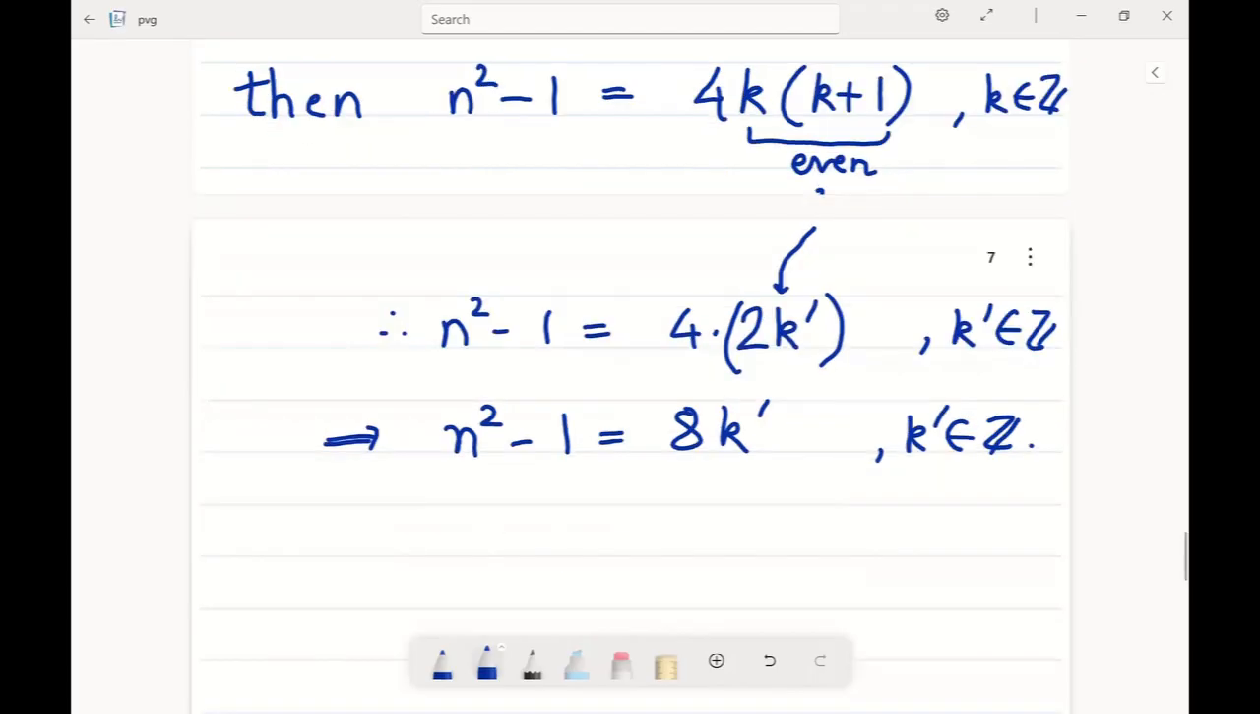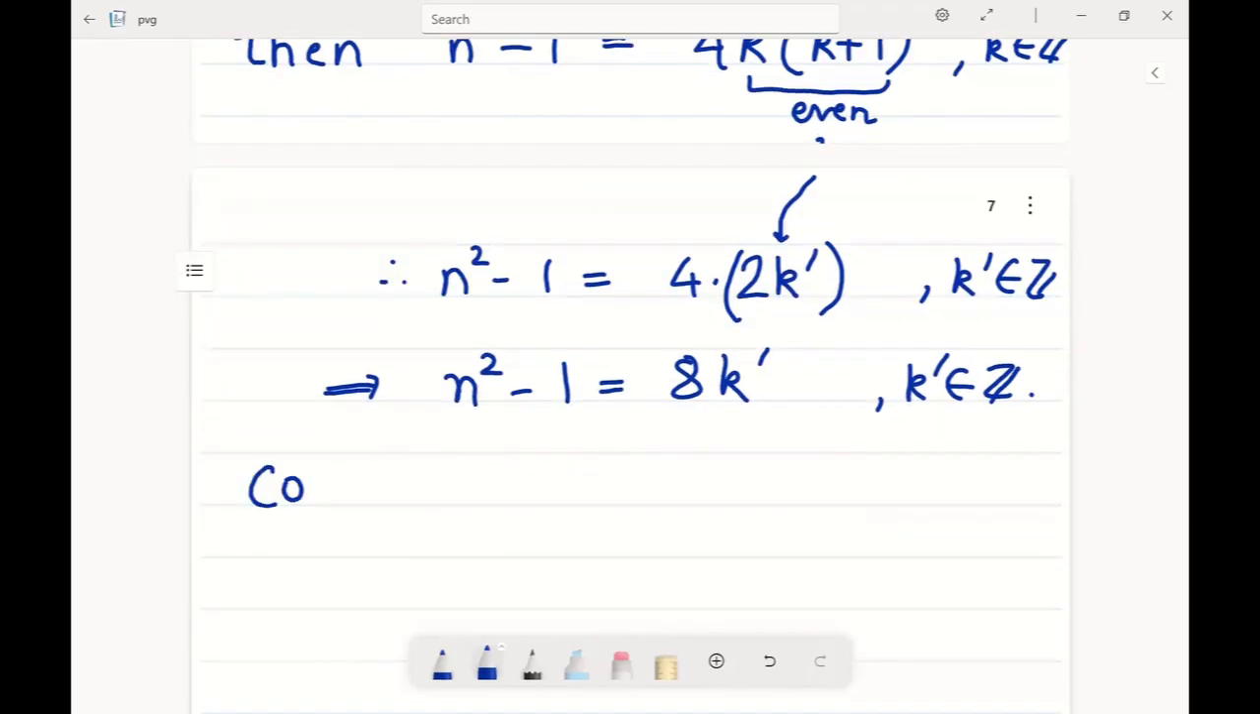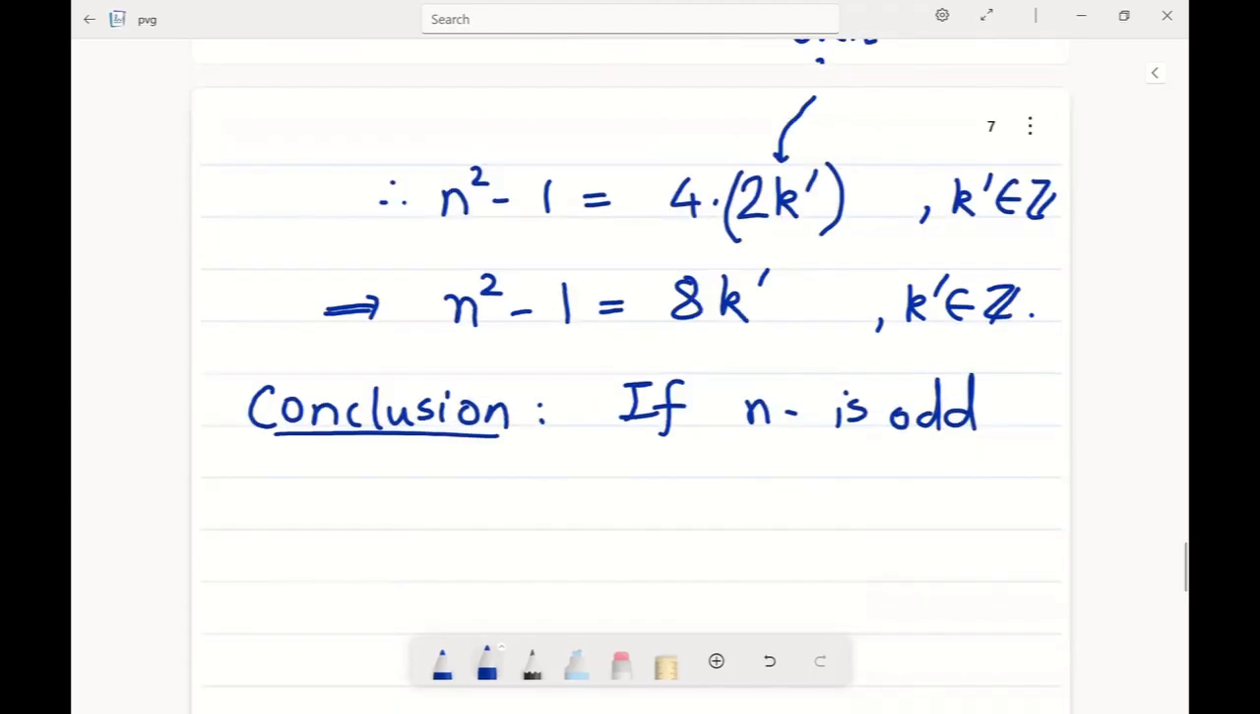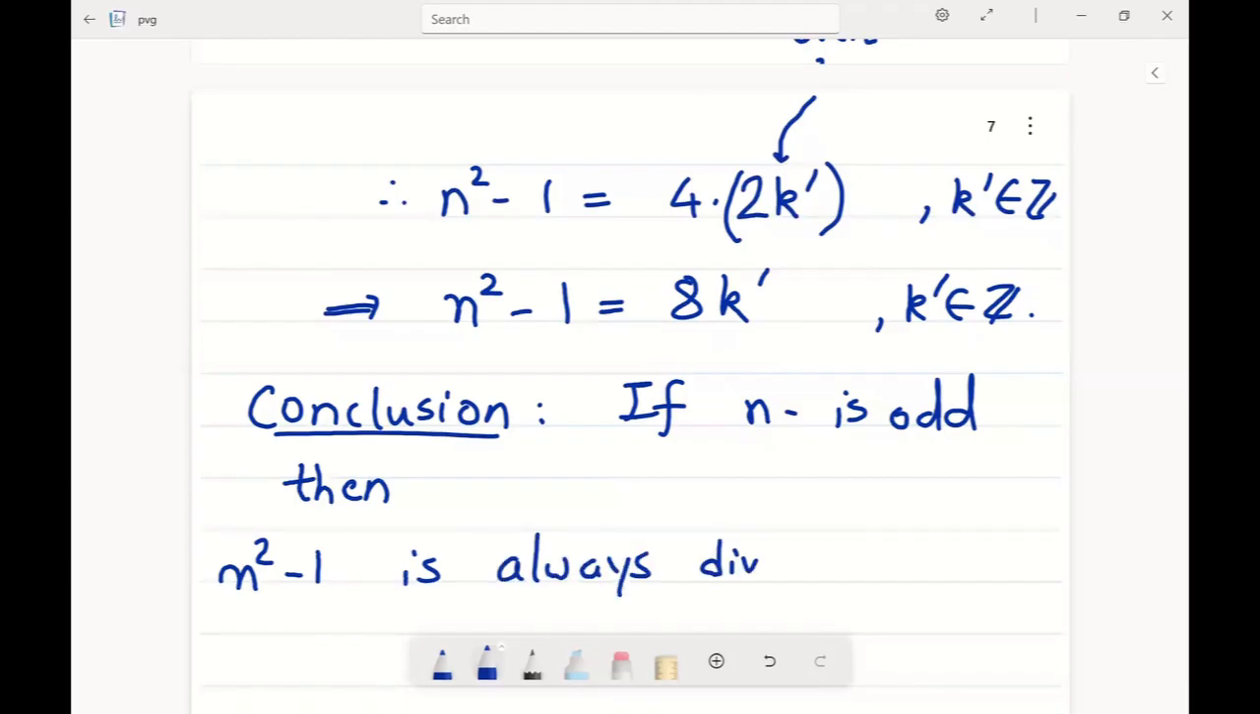So what have we proved? What is the conclusion of our discussion here? So the conclusion is that if n is odd, and if I calculate n squared minus 1, it is always a multiple of 8, right? Means it is divisible by which number? It is divisible by 8, right?